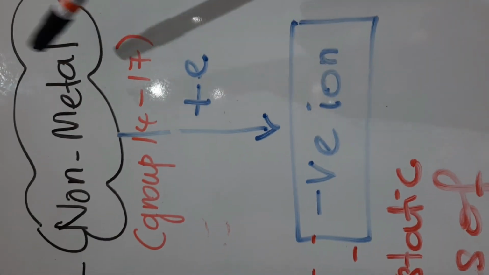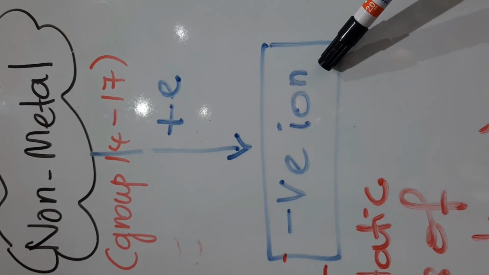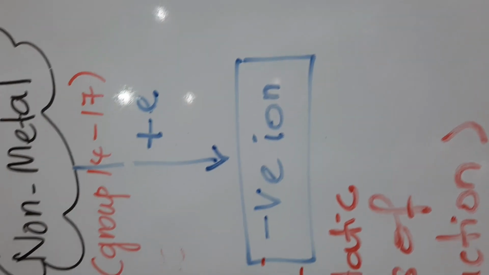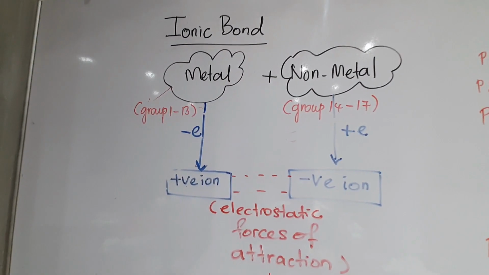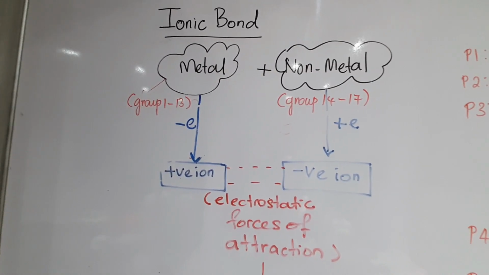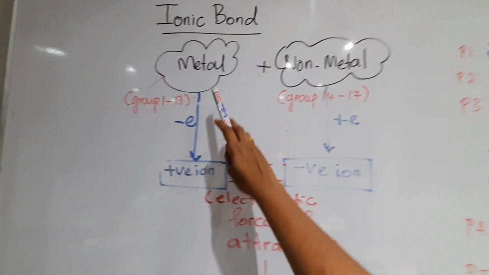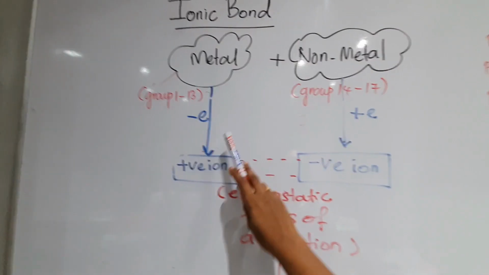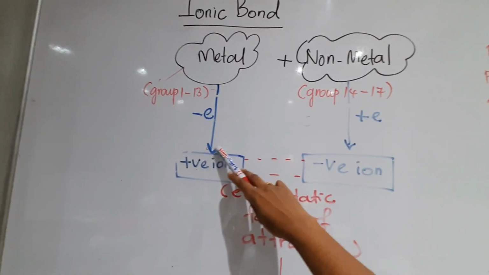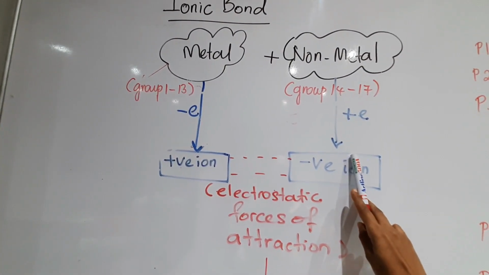In return, the non-metal elements will receive electron and form negative ion to achieve a stable octet electron arrangement. Okay, so do you understand now about metal and non-metal, how they are able to achieve a stable octet electron arrangement? The metal will donate its electron and form positive ion. In return, the non-metal will receive the electron donated by the metal elements to form negative ions.